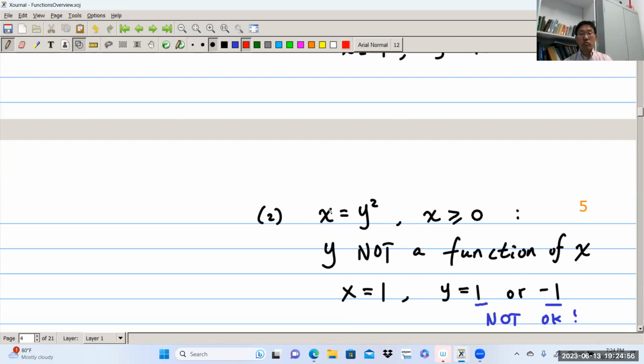For example, if x is 1, I supply 1 as the input. For this relation, I'm not saying it's a function. I don't know if it's a function or not. Suppose x is equal to 1. Now, how many y values can you get? x equals y squared. So if x equals 1, y can be positive 1, and y can be what? Negative 1. So we cannot regard this relation as a function of x, because for one input, 1 for x, you have two outputs for y. One is 1, one is negative 1. Clear? So x equals y squared is not a function of x.